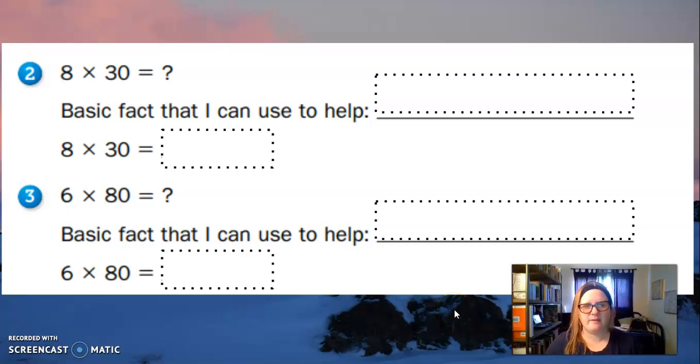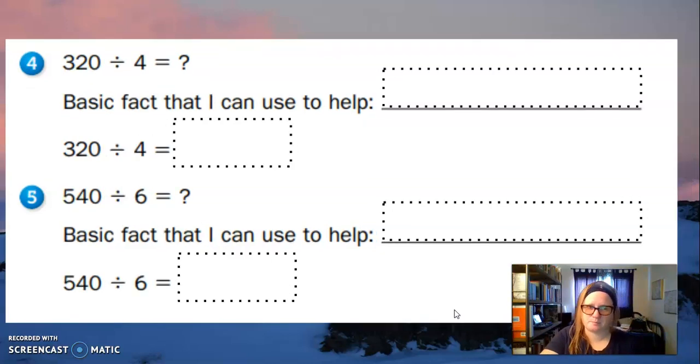Here are the rest of the problems that you'll be solving for today. 8 times 30 equals blank. A basic fact that I can use to help would be blank. 6 times 80 equals blank. A basic fact that I can use to help is blank.